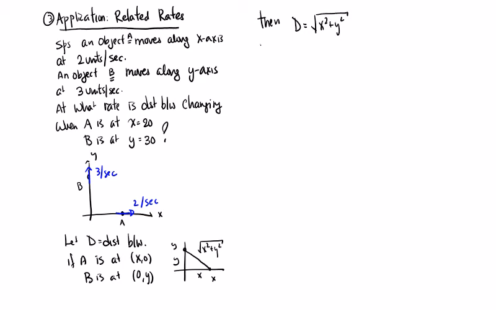Now, we also know the following tree diagram, right? We know that the distance between them is a function of x and y, that we just wrote down. We know that x depends upon t and y depends upon t. The x and y both depend upon time. We don't have formulas for those, like I don't have a formula that says x equals something and y equals something. But we do know this.